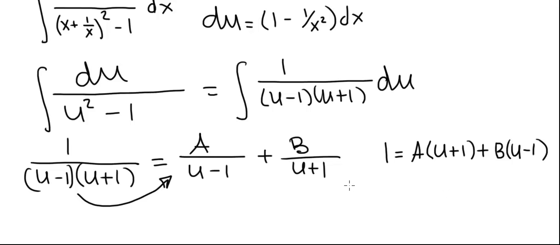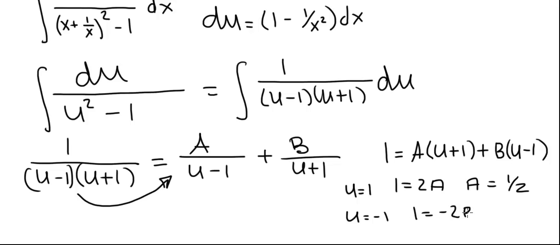Now let's plug in 1 for u. When we do that, we have 1 equals 2a. So a equals a half. And then take u equal to minus 1. And that gives us 1 equals minus 2b. Therefore, b equals minus 1 half.